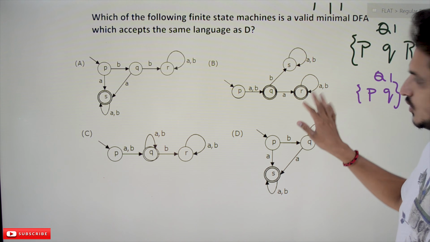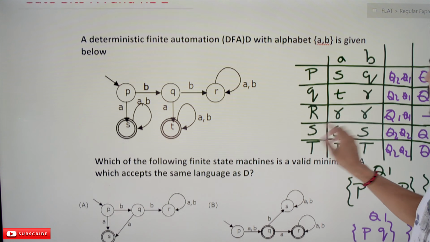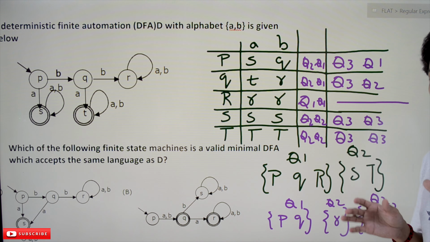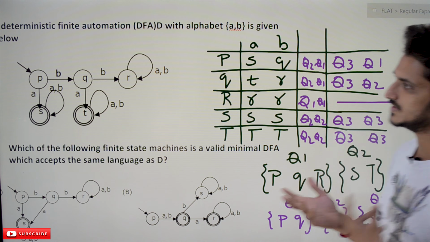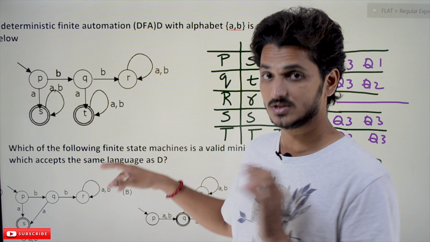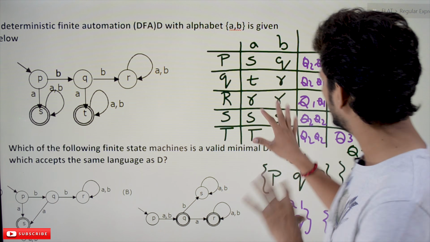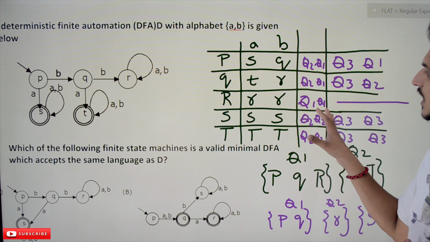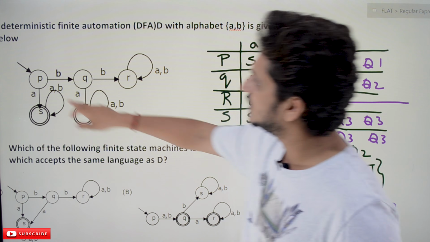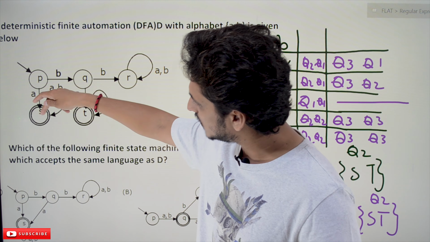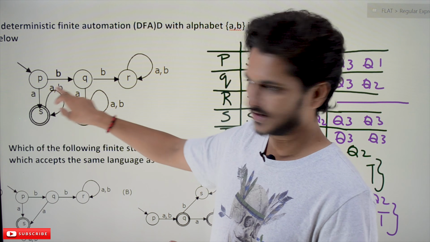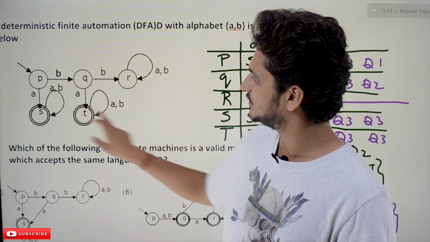So we already know about the minimization process. Let's refresh the concept of the minimization process. But by looking at this diagram also, we can identify the minimal diagram, because these are GATE bits. You don't have time to do all those things. You need so much practice to do it in 1 or 2 minutes. So that's why by looking at the diagram, see on P, if you see A, we are moving to S. S is a final state. S is moving to the same state on A or B, it is taking the same state.